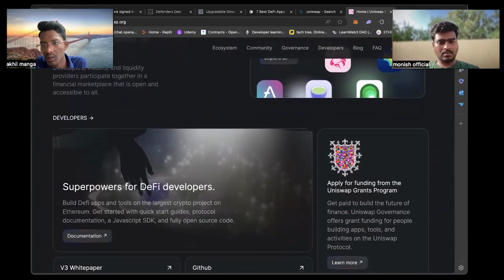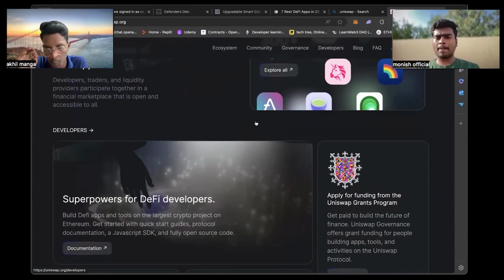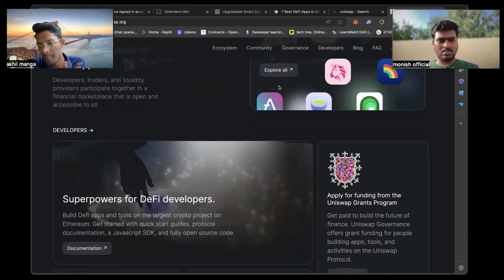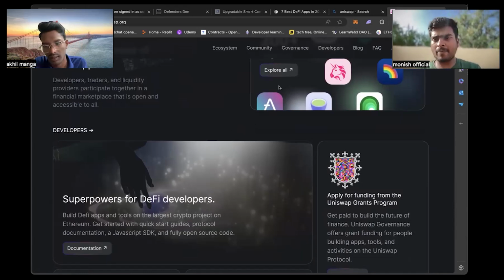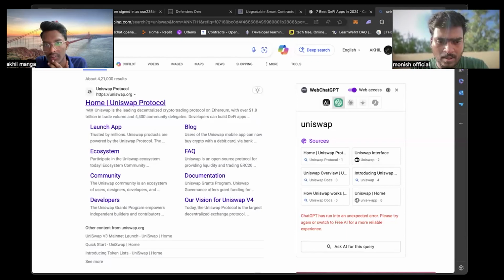I think the internet is not good, but no problem. I just want to say one thing: in Web3, if you want to understand some protocol, you have to just read the documentation. If you read the documentation, you will understand everything about that protocol. Did you understand what the Uniswap protocol is? You'll be swapping different types of tokens. That's all.